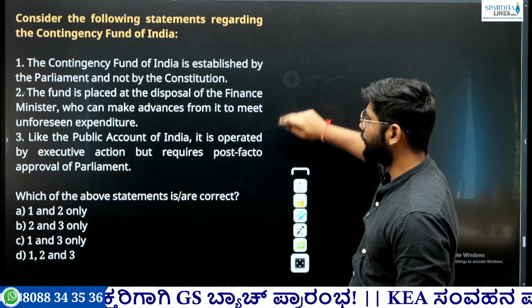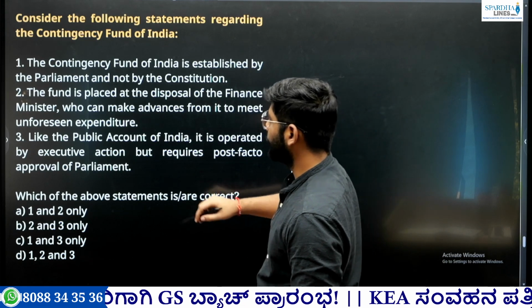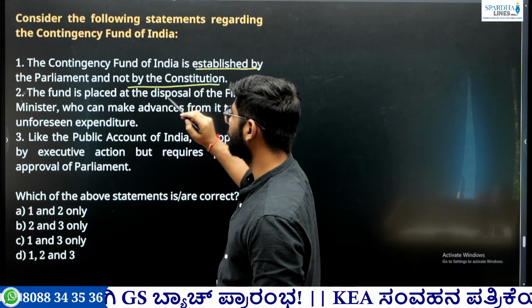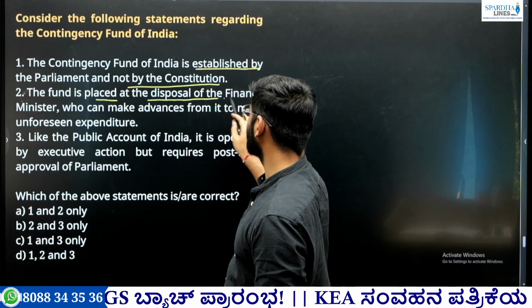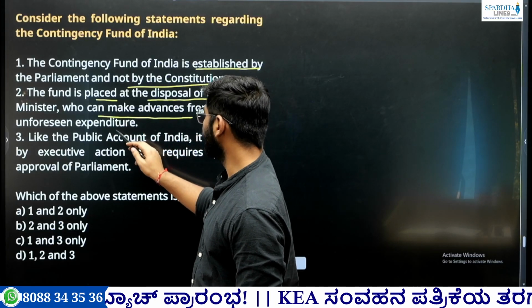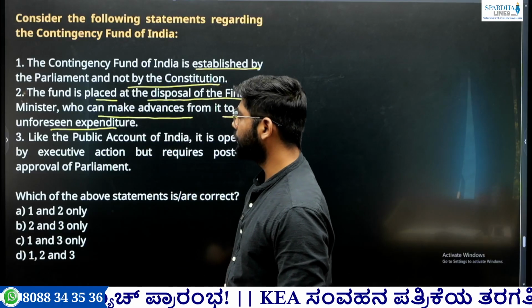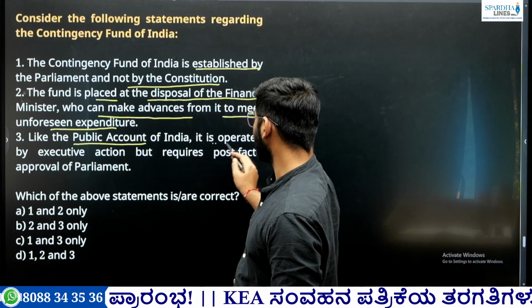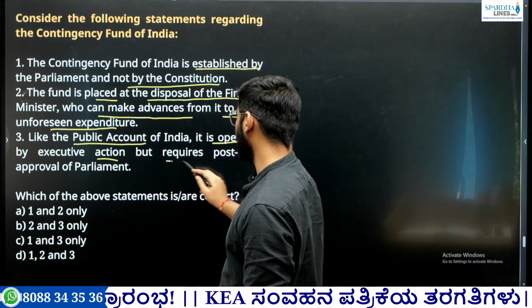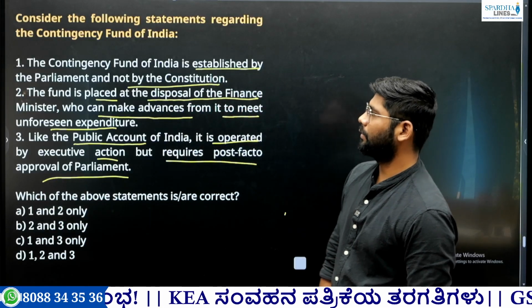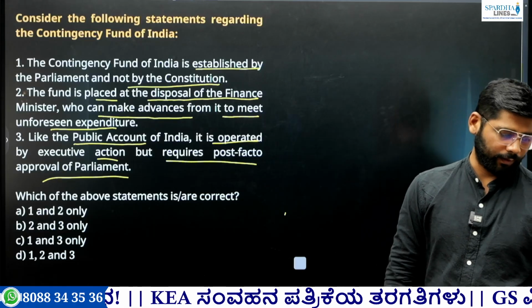Then next is the Contingency Fund of India. The first statement: the Contingency Fund of India is established by the Parliament and not by the Constitution. Then the fund is placed at the disposal of the Finance Minister, who can make advances from it to meet unforeseen expenditure. Like the Public Account of India, it is operated by executive action and requires post facto approval of Parliament. So these are the statements. Let me know which ones are correct.